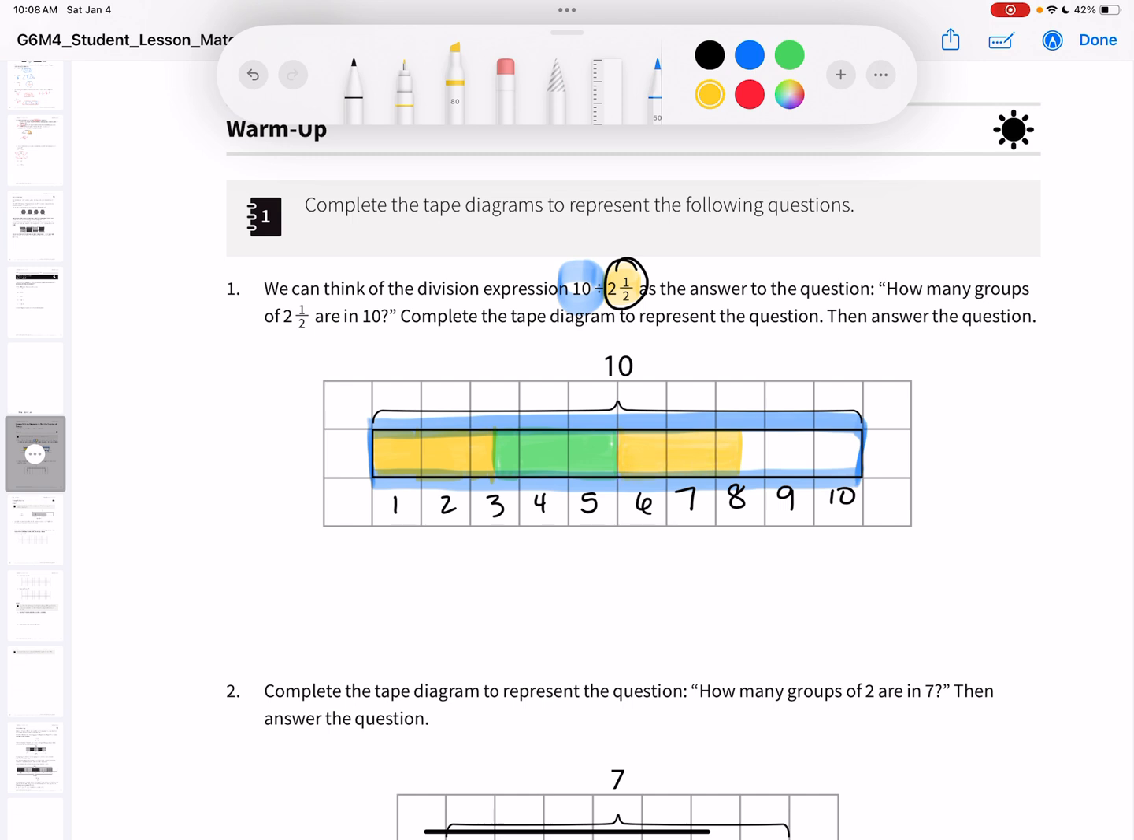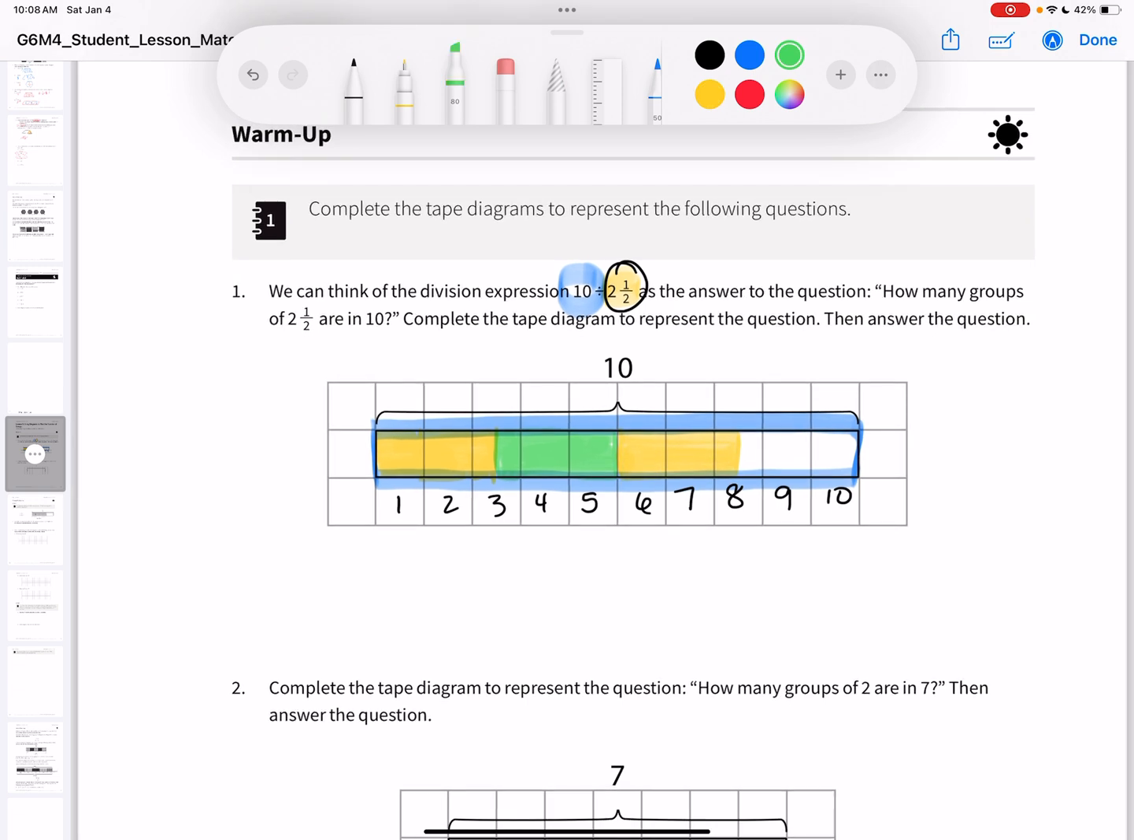segments and 2 1/2 segments, and that equals 10. Now, they were very nice to us. They made it so that it was perfectly equal in there.